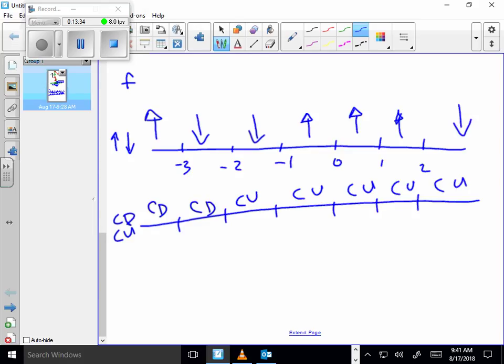So I got a lot of information. But look, now what I've got. Increasing and concave down. Hey, I know increasing and concave down looks like that. So I'm thinking that this portion of the graph looks like that. Okay?